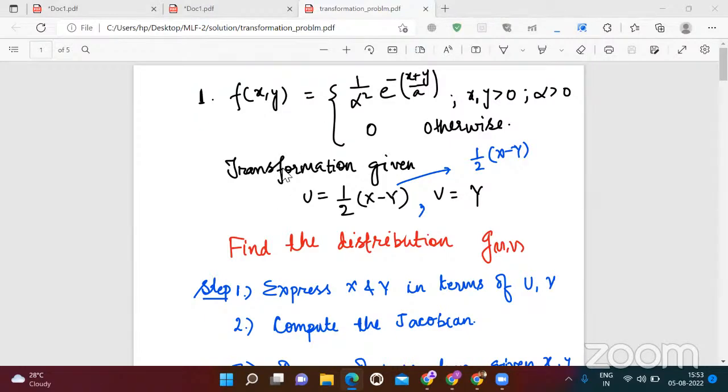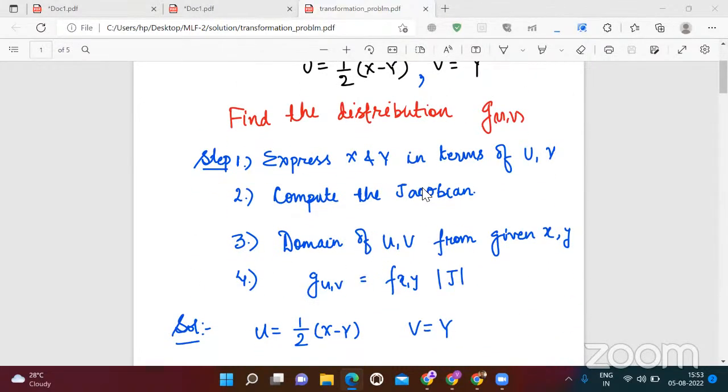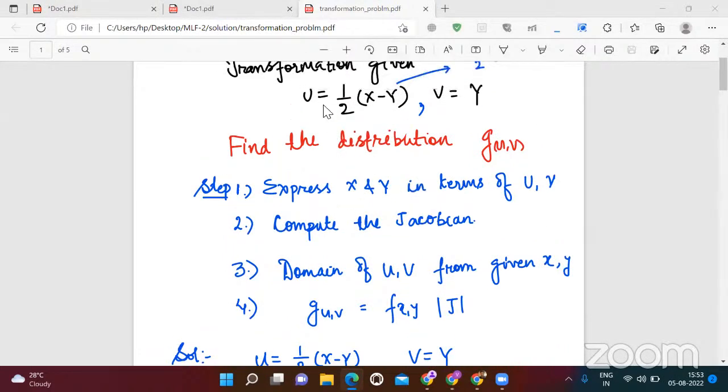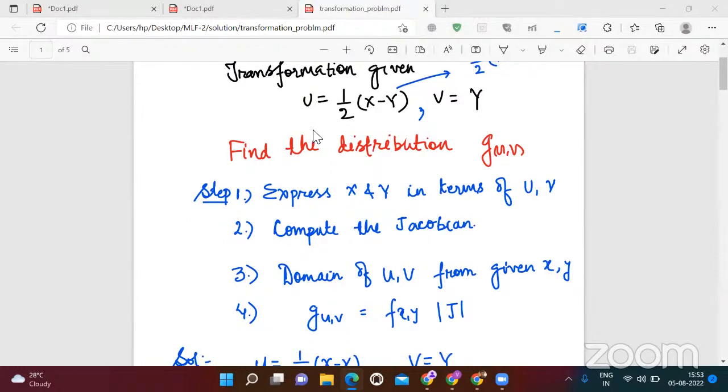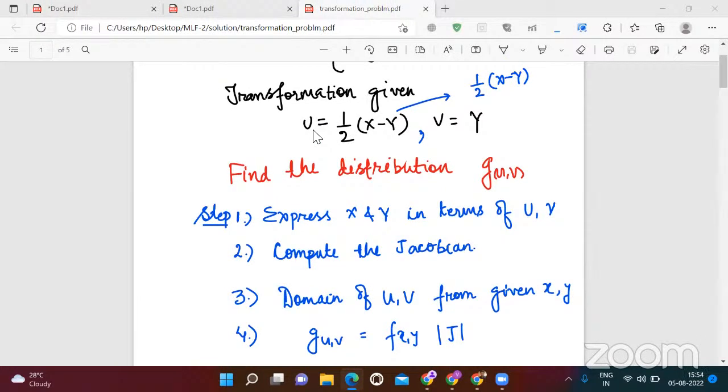There are generally 2-3 steps to calculate the distribution. You have been asked to calculate the distribution of u and v, not x and y, because x and y has already been given. You have to calculate the PDF for u and v. How will you do that? You can do this if you are able to express x and y in terms of u and v, that is, write the inverse functions of u and v in terms of x and y.